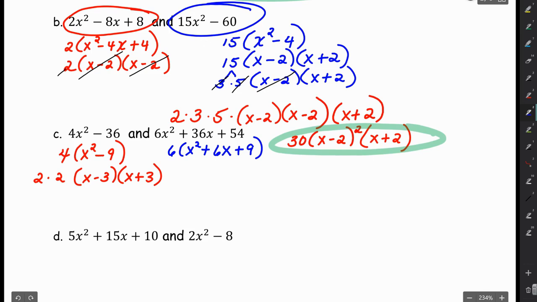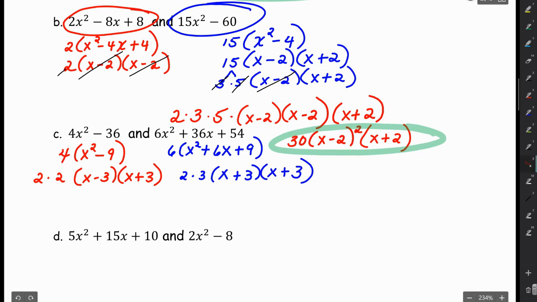Six can be written as 2 times 3. And then x squared plus 6x plus 9 can be written as (x plus 3) times (x plus 3). All right, so I'm going to repeat this again. We're going to write each prime factor the greatest number of times it appears in either expression.